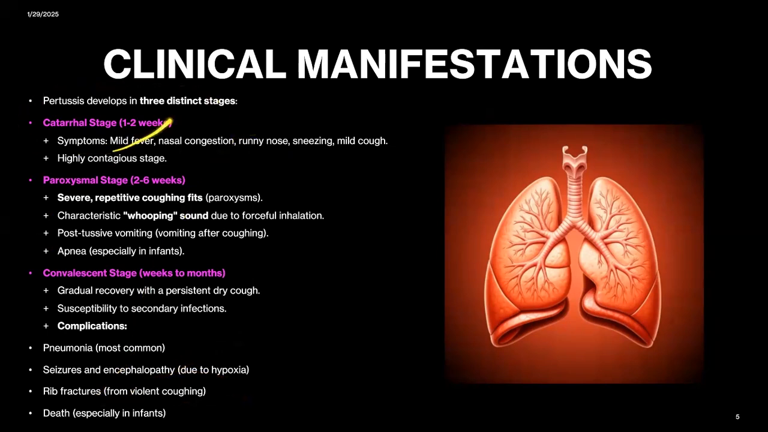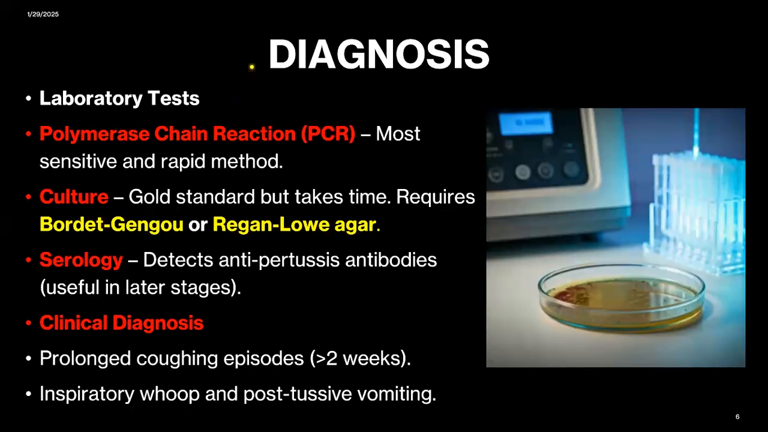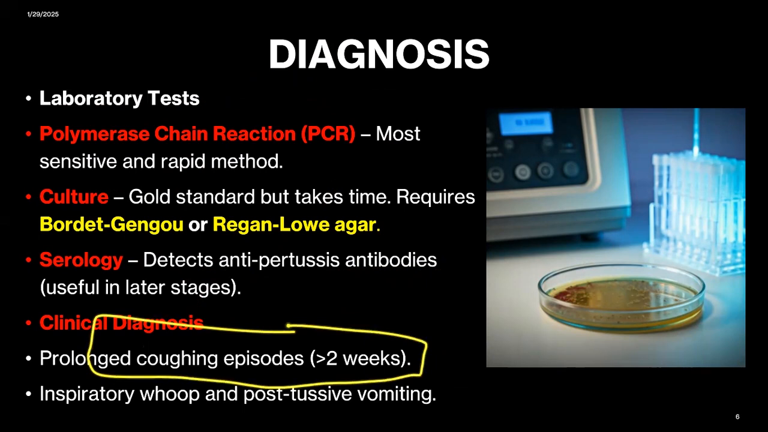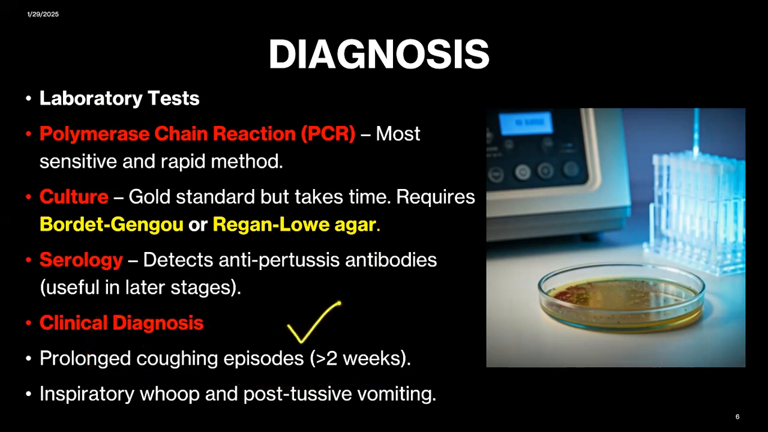So you just have to remember the three stages: catarrhal stage, paroxysmal stage, and convalescent stage. Next, how do we diagnose Bordetella? Through PCR, we can detect the genetic material of Bordetella. Next is culture, the gold standard, which requires the important media Bordet-Gengou and Regan-Lowe agars. Serology detects anti-pertussis antibodies, and clinical diagnosis can be made with coughing episodes lasting 2 weeks or greater, inspiratory whoop, or post-tussive vomiting. So this is the clinical diagnosis.